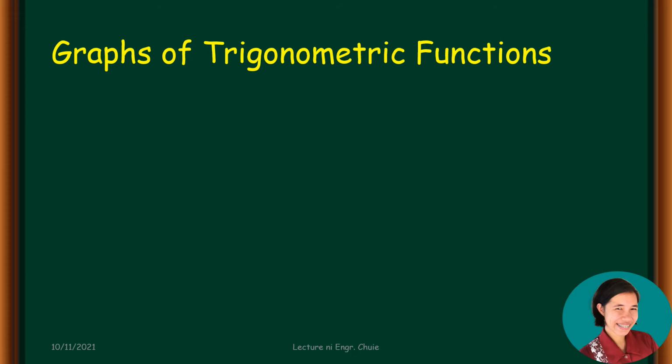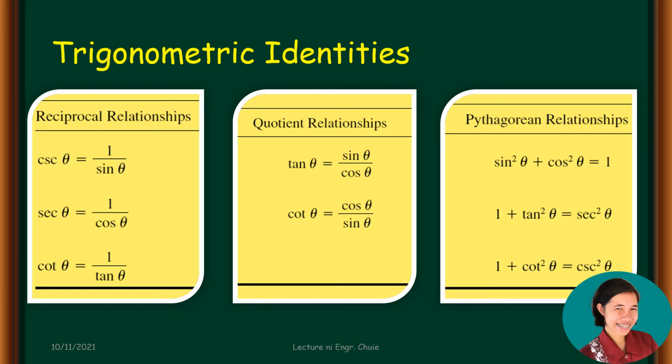We're now going to proceed to the main topic of this lecture, which is trigonometric identities. There are 8 trigonometric identities that we're going to tackle. Make sure you familiarize or memorize these, since they will be used in proving some identities. We have three main categories: the reciprocal, the quotient, and the Pythagorean.